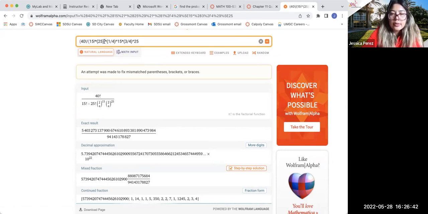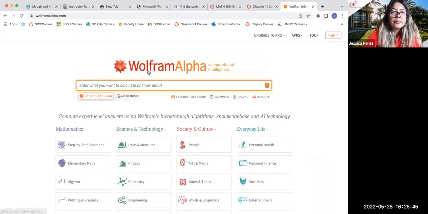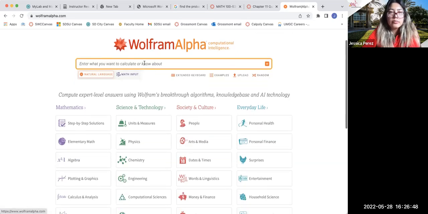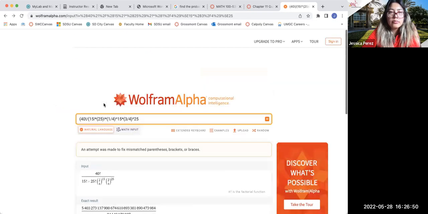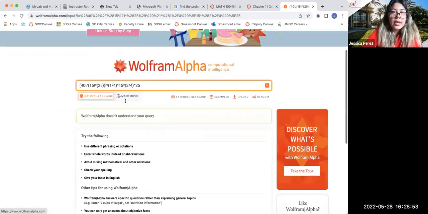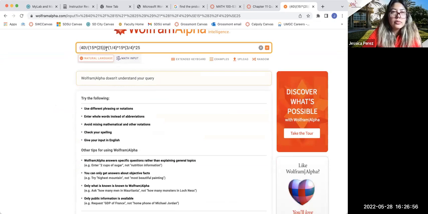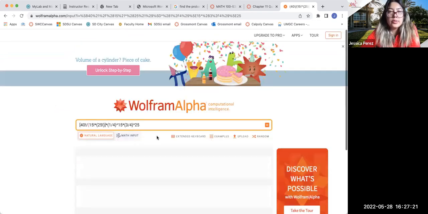Okay, so let's go ahead and close this loop. So we have 40 factorial divided by 15 factorial times 25 factorial. Let's close that. And then that times 1/4 raised to the 15th times 3/4 raised to the 25th power.